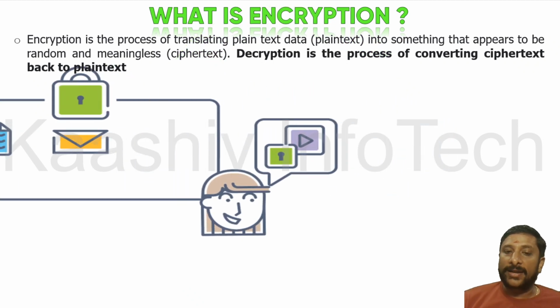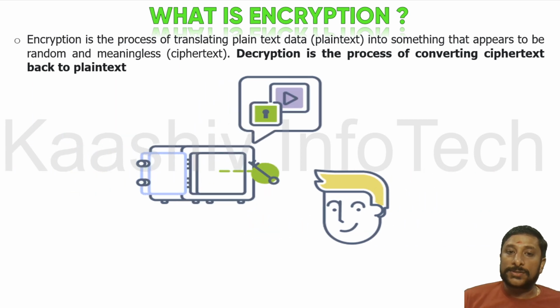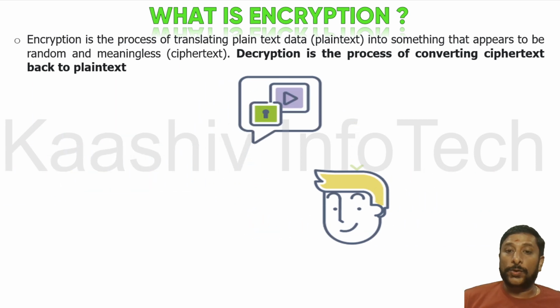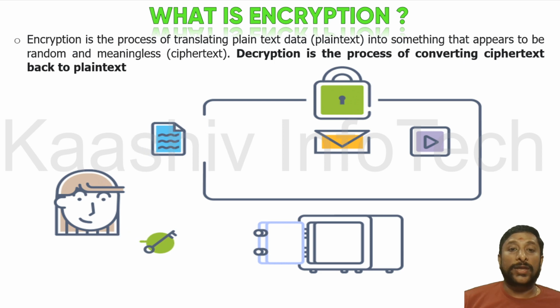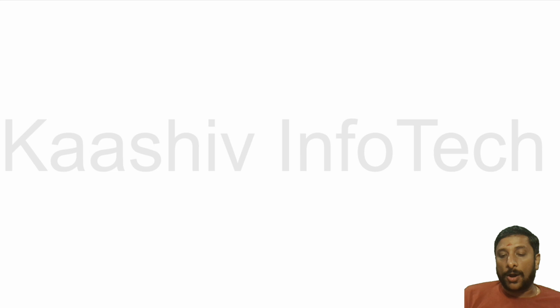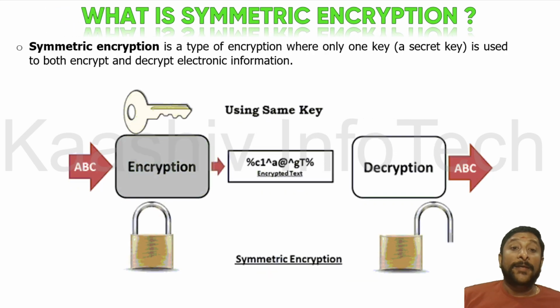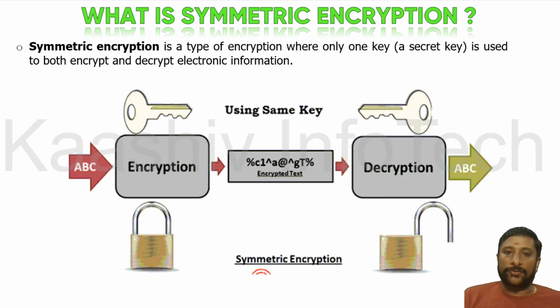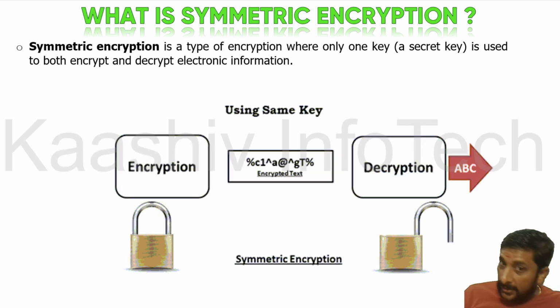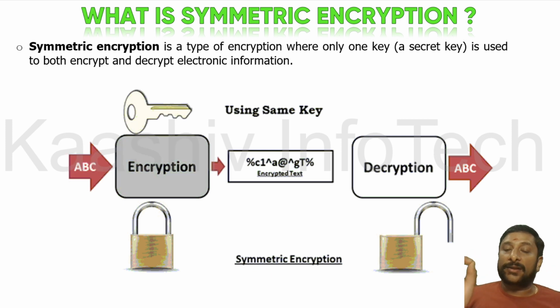This is the encrypted data which is sent to the destination, and the destination will use the key to open it and see your actual data. This is how encryption and decryption happen. Encryption is converting into a complex form, and decryption is getting the original from the complex form. If both people use the same key, it is called symmetric encryption: the same key I use to encrypt, I use to decrypt.